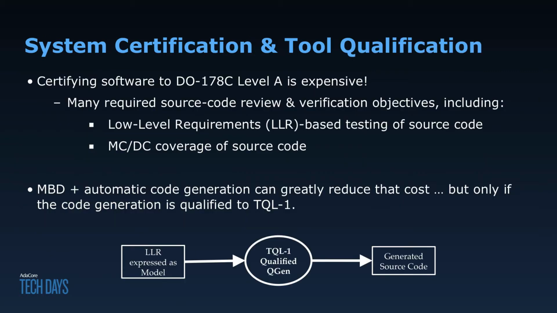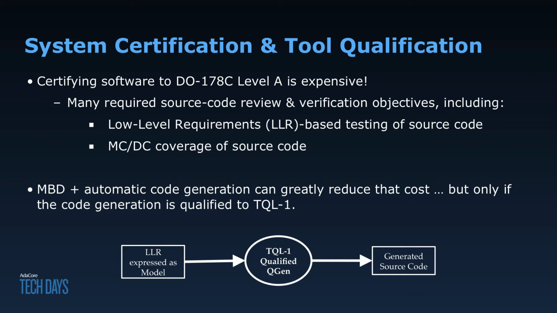So that's what I'd like to talk about for most of the rest of this talk. So we know that certifying software to DO-178 Level A is expensive. And in particular, there's many required activities that take place at the source code level. So for example, when you look at your source code, you need to show through testing that you've covered your low-level requirements. You also need to provide specific coverage levels depending on the criticality of the code that you're developing.